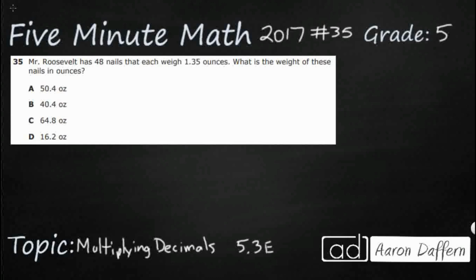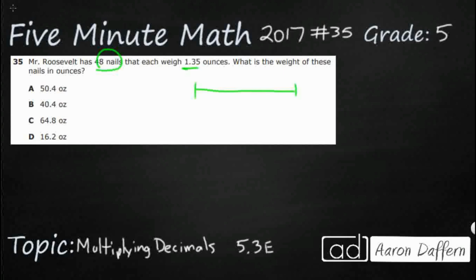So we have Mr. Roosevelt. He's got 48 nails that each weigh 1.35, or 1 and 35 hundredths, ounces. What is the weight of these nails in ounces?